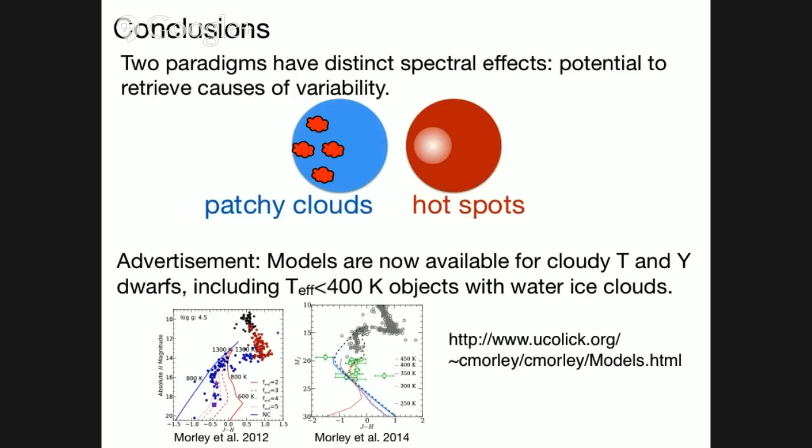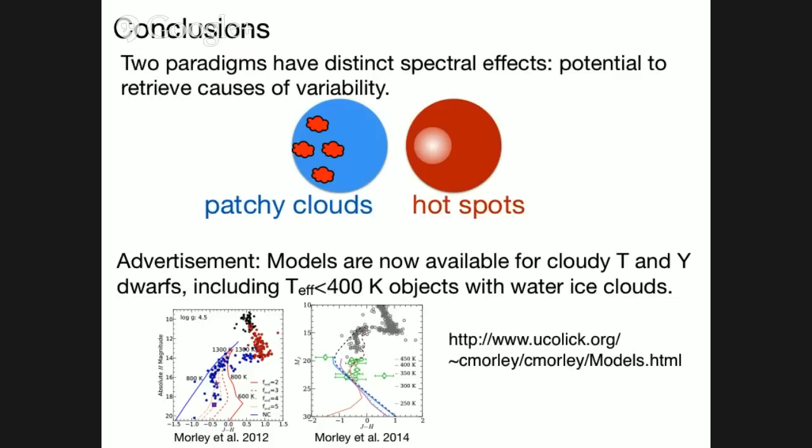Okay, so I'll conclude here. We found that the two different paradigms of variability will have really different spectral effects. So I think there's really strong potential here to be able to retrieve what's actually going on in mid-T and wide dwarf atmospheres.